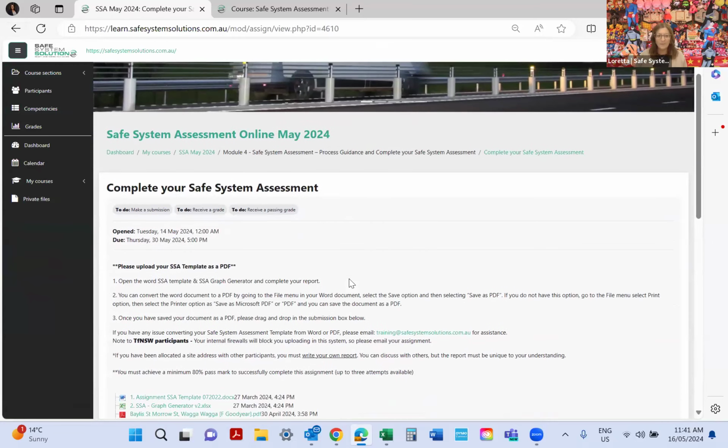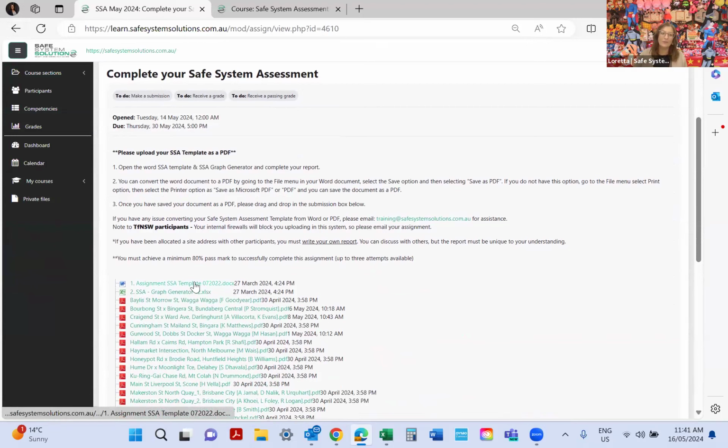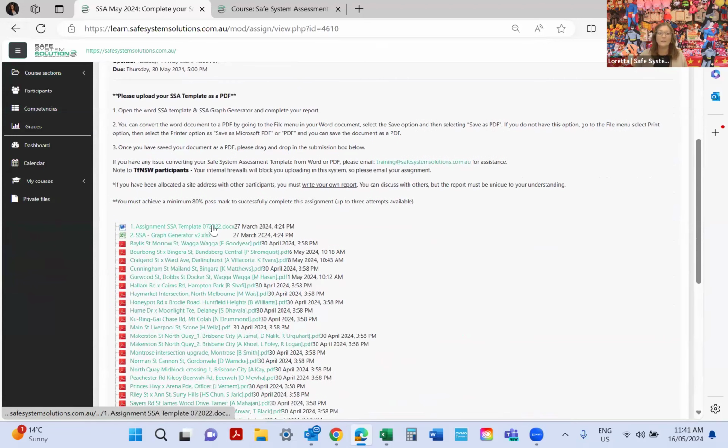So for the assignment, as Max has already explained, we have provided a template. So the first 2 documents you'll see here, firstly is the template and the graph generator, which we'll go through, Max will go through again.